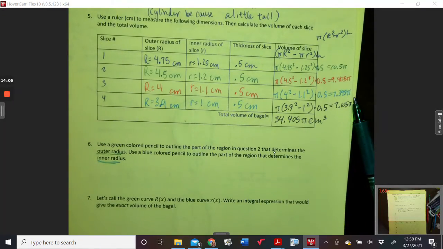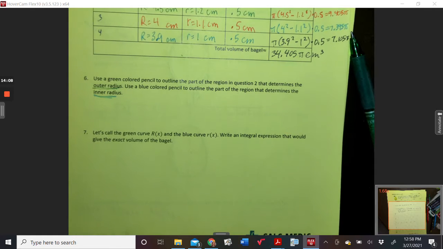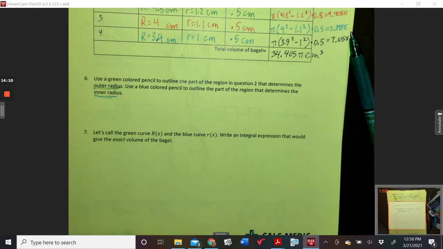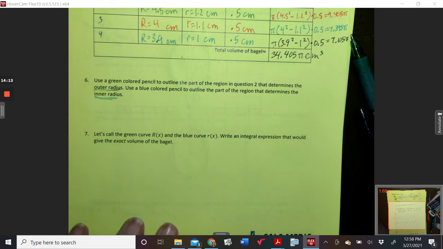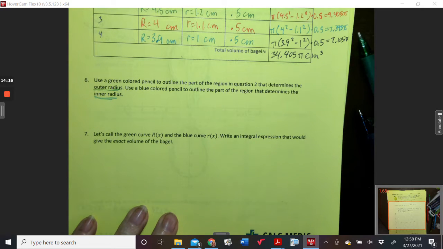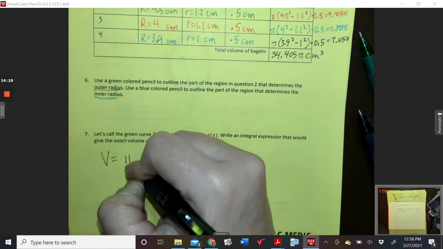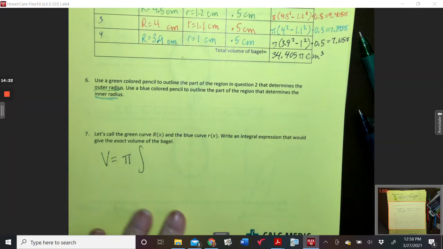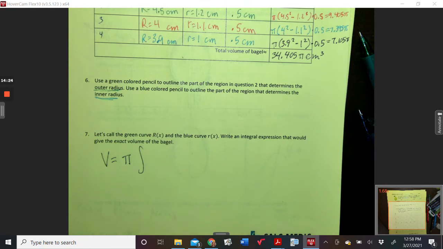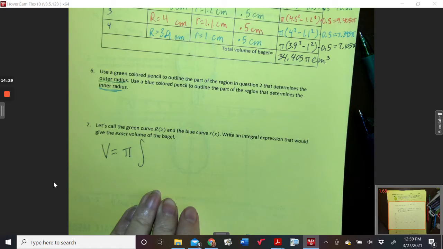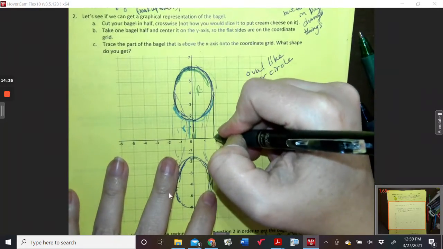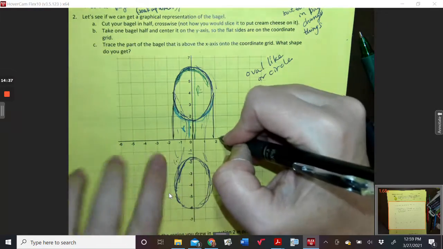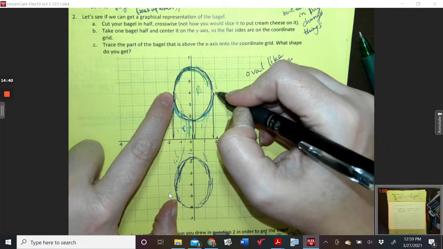All right. Let's call the green curve big R of x and the blue curve little r of x. Write an interval expression that will give me the exact volume. So volume will equal pi times the integral from... Give me a minute. All right, I'm going to need to look at my picture to figure out what my bounds are. And so x, I'm going to go ahead and use -2 and +2 because, you know, maybe my bagel's thicker or whatever. -2, +2.